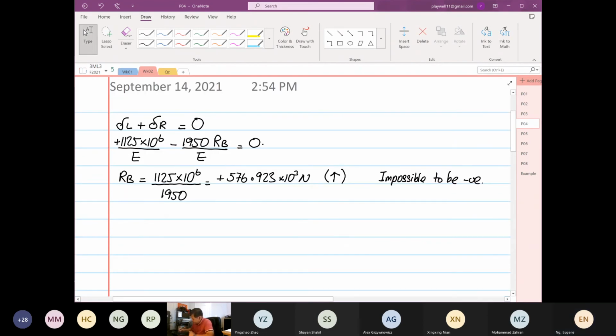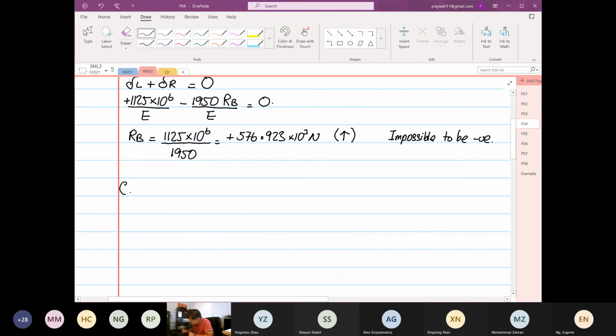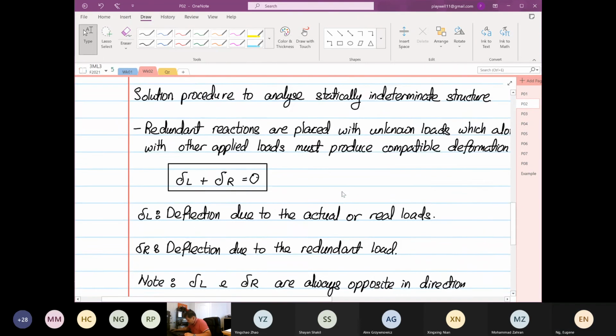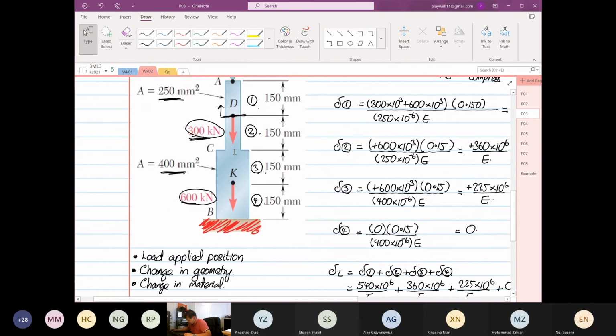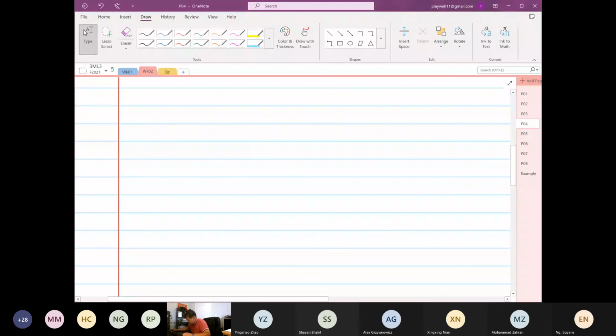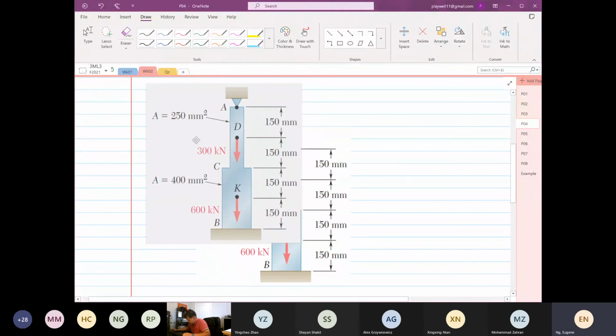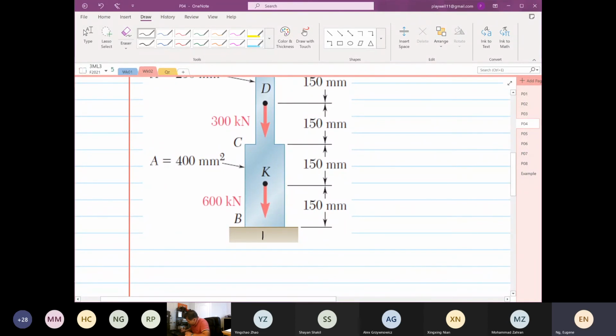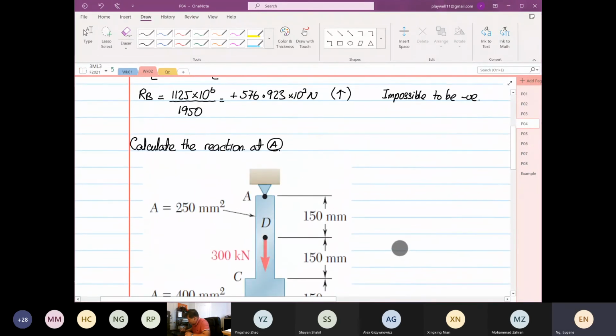Okay. So now, we are going to calculate the reaction at point A. If I go back to this diagram, I'm going to construct the free body diagram. So we know that over here we have an RB that we calculated to be equal to 576.923.